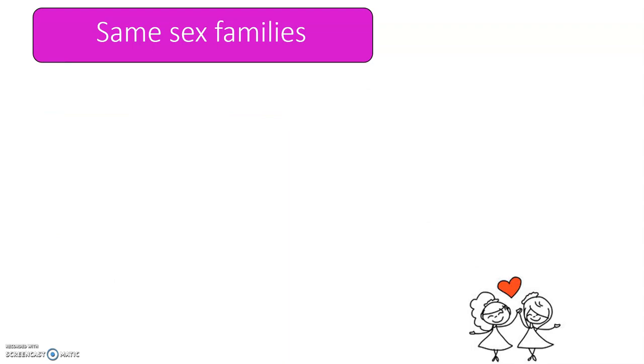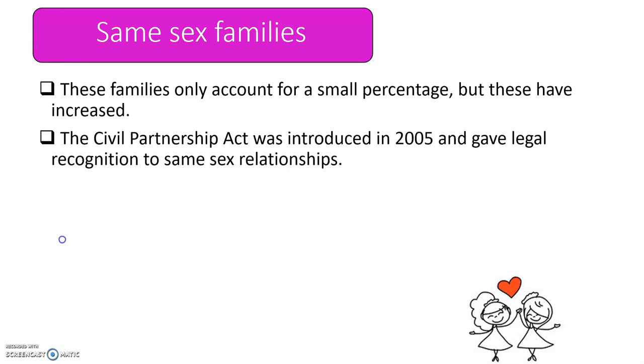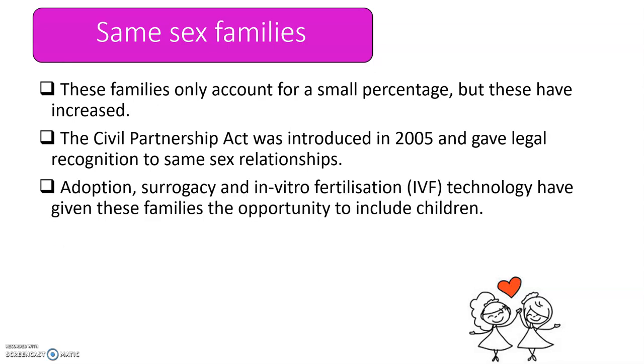Same-sex families. Again, these only account for a really small percentage of family types, but they have increased. The Civil Partnership Act was introduced, and this gave people equal rights as different gendered couples, so they could obviously adopt, things like this. And technology has moved forward, so things like IVF have made it more possible for people from same-sex families to have children.